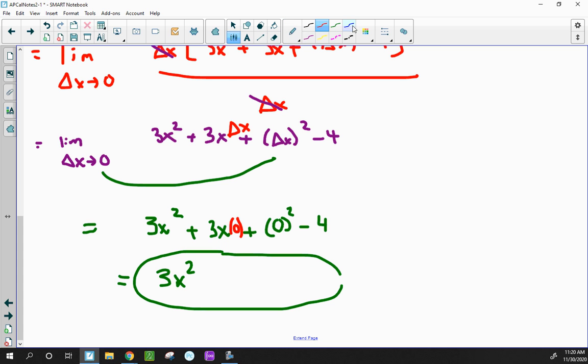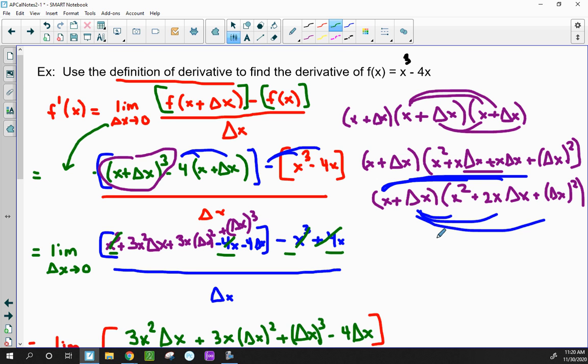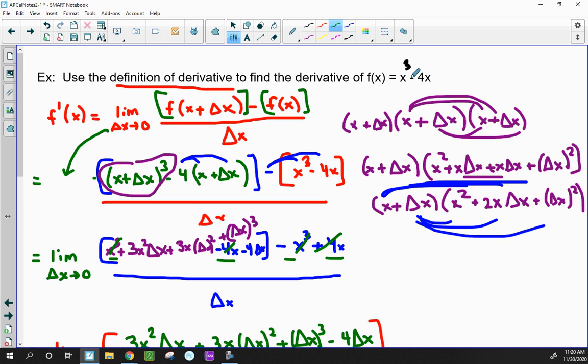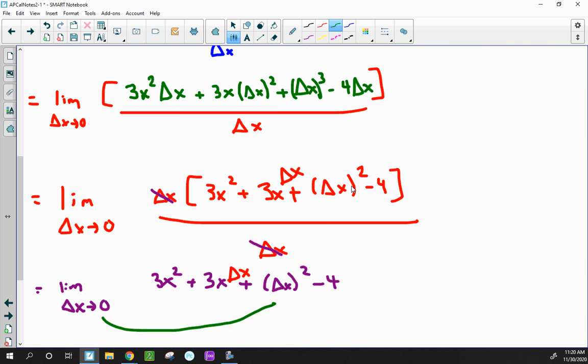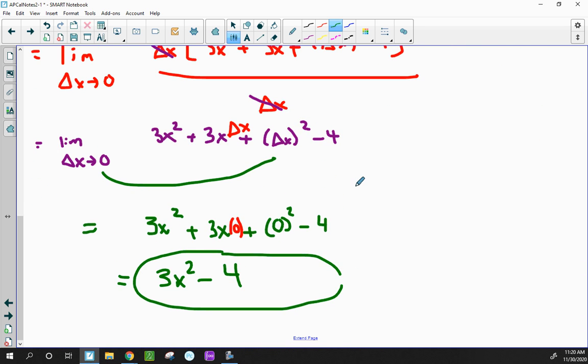Now the answer, let's rephrase this, 3x squared minus 4 is the answer to the derivative of this problem. Alright, I'm glad I got that though. Alright, so 3x squared minus 4. Again, that's using the definition of derivative.